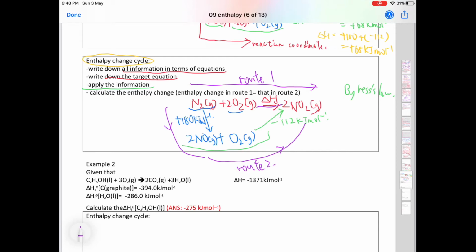So in route 1, only one enthalpy data is involved, which is delta H. And then for the second one, there will be 2 enthalpy changes involved. This 180, and then plus the second one, negative 112 kJ. And then we can get the number 68 kJ per mole. Can you see the idea? I'll show you one more example, and then I think you can handle the rest of things.